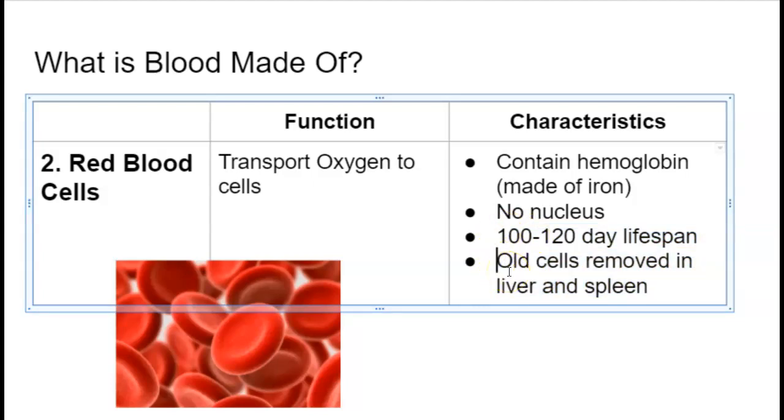Fun fact, your poop is actually brown because the red blood cells that die and get cleaned out by your liver and your spleen actually color it that brownish color. So it's actually from the old red blood cells.